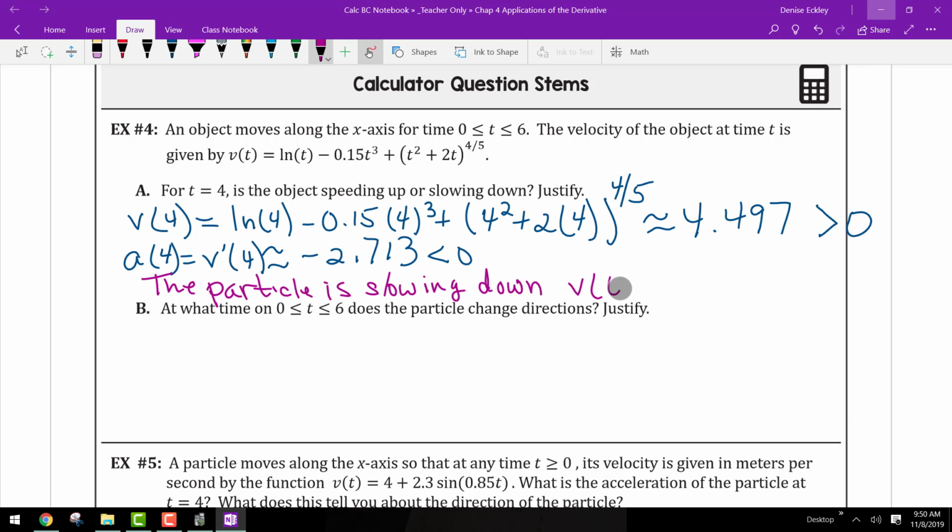Since v of 4 is greater than 0 and a of 4 is less than 0, they have opposite signs.